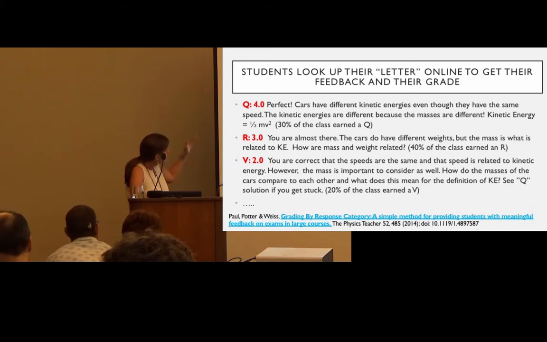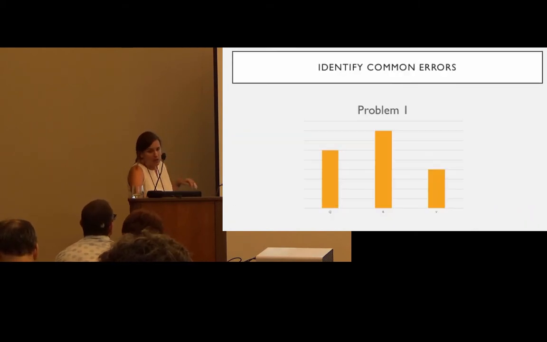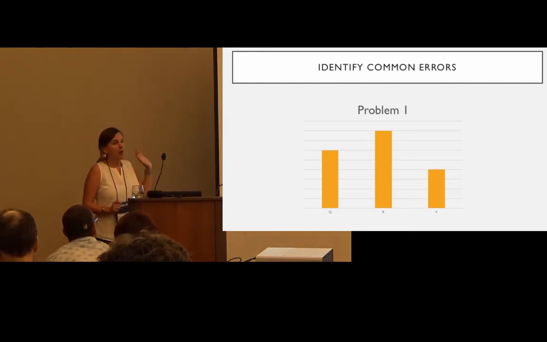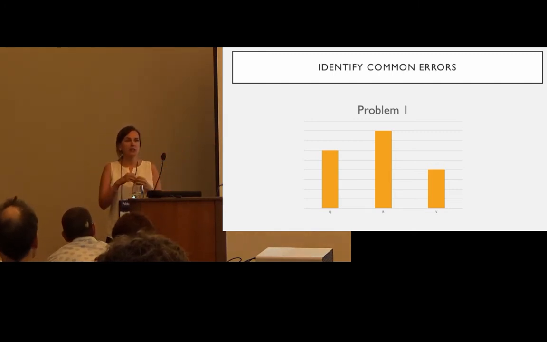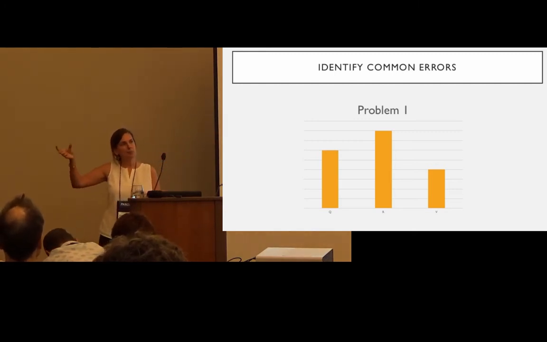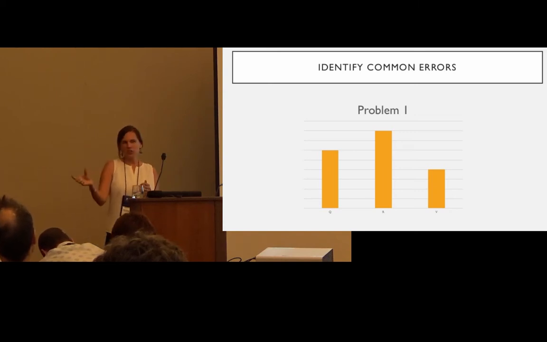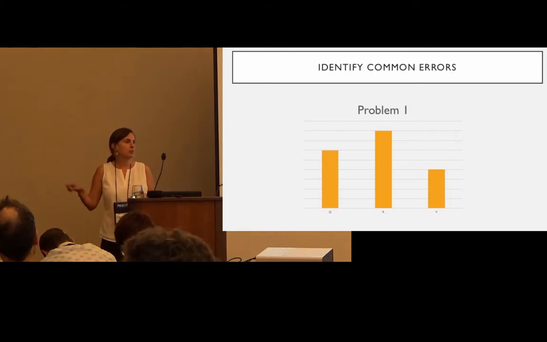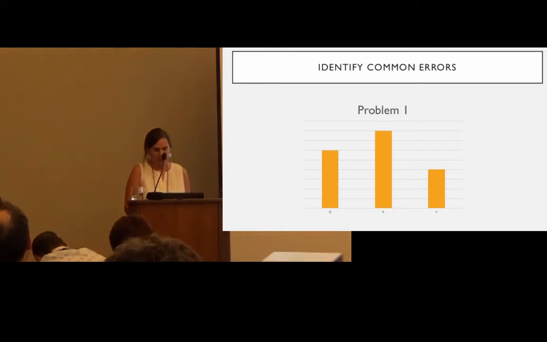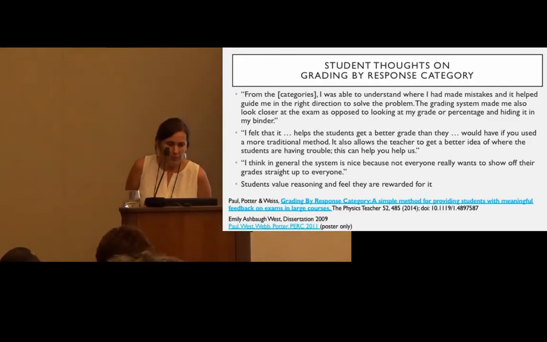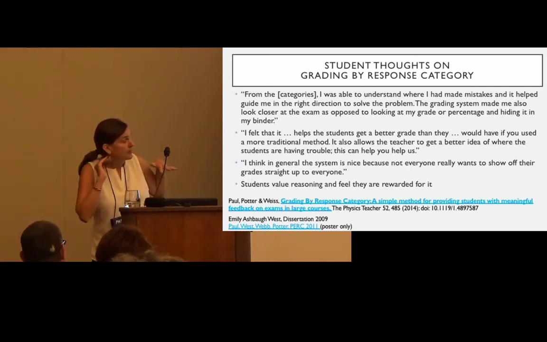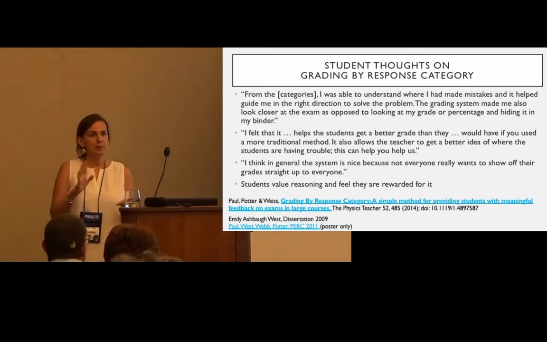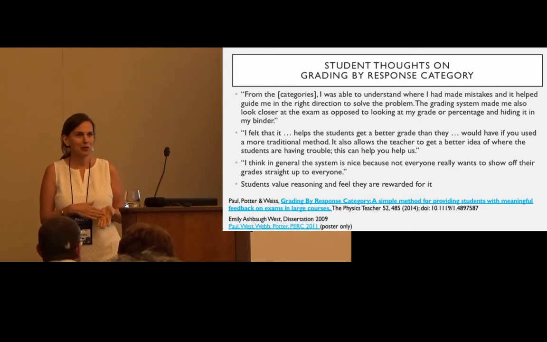Another thing that this method allows you to do is you can look at all the common errors. So not just that the students did really badly at this particular problem, but what specific error they are making. And you can look for themes across different problems, potentially. So that's pretty nice. I'm not going to read through all of these comments, but in general, students are pretty positive about grading by response category.